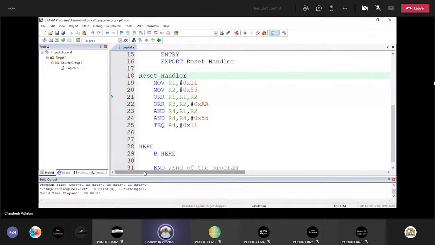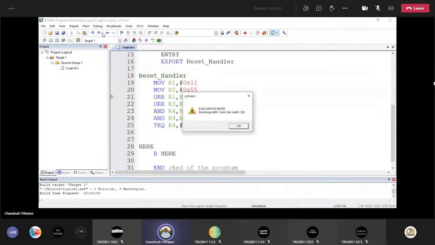So some instructions are written here in a Keil program. These are the assembly language instructions written here. We'll build this program first. Is the screen visible to all of you, or any doubt? Yes, sir, it's visible. So I will debug this first.